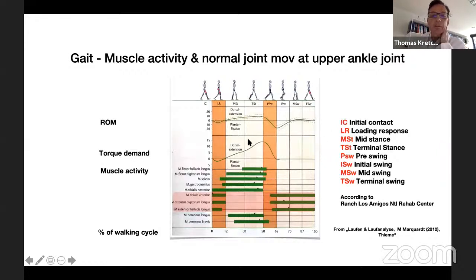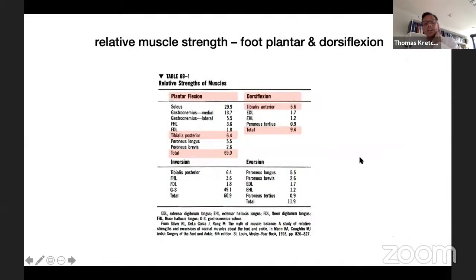It's not so important to go into the detail, but it's nice if you think about what tibialis anterior, extensor digitorum longus, and hallucis longus actually do, and when they start to work, which is actually in the swing phases and during the loading response. If you try to find something about power of these muscles, it's actually quite difficult. This is a very old paper from the late 80s that tried to give you the relative strength of muscles.